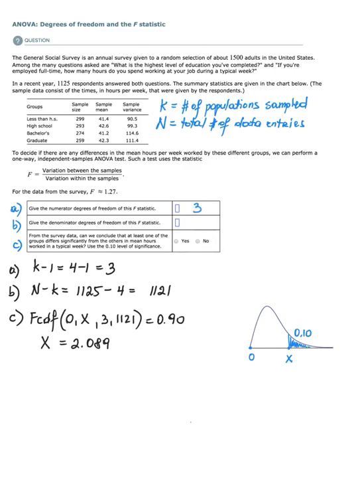Second part, give the denominator degree of freedom for this F statistic. The denominator degree of freedom is defined as uppercase N minus K, where N represents the total number of all data entries. If we add all sample sizes, we should get 1,125 respondents. That means that my uppercase N is 1,125, and K is the number of populations sampled, which is 4. The difference between these two numbers yields 1,121 as the denominator's degree of freedom.